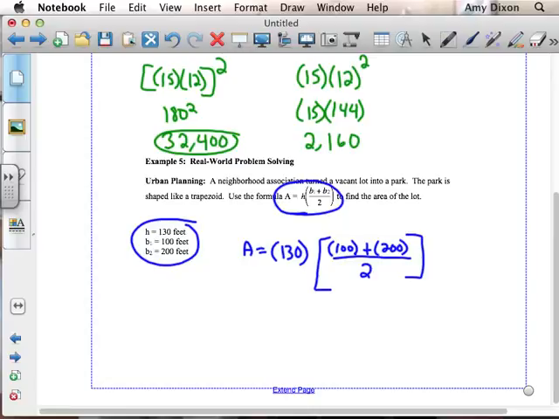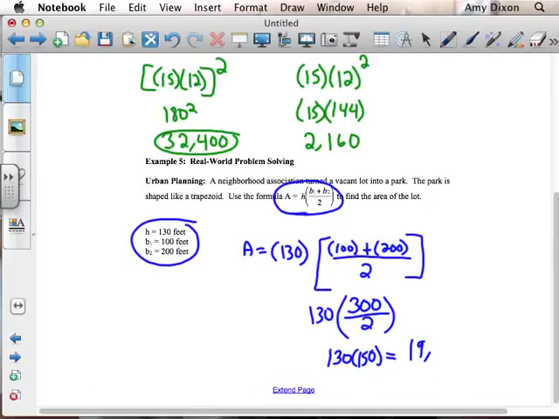So first we're going to add up our bases, so we get 300 divided by 2 times 130. Okay, so then we take 300 divided by 2 is 150, so we're going to end up with 130 times 150, and that will give us our area of the park. And that area is 19,500 feet squared because it's area. If you remember probably from last year, area is squared. So 19,500 feet squared. And it's important you get those units on problems like this.